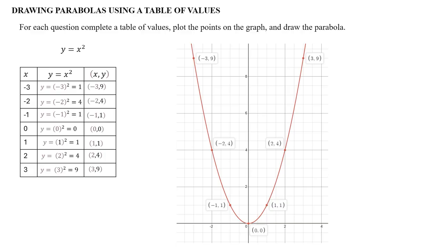Here are the coordinates plotted in, same parabola. Notice again that the vertex is 0, 0, and it crosses the y-axis at a point of 0.